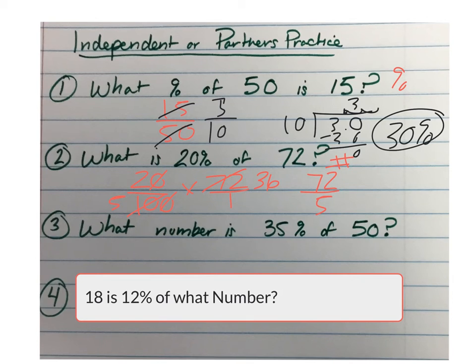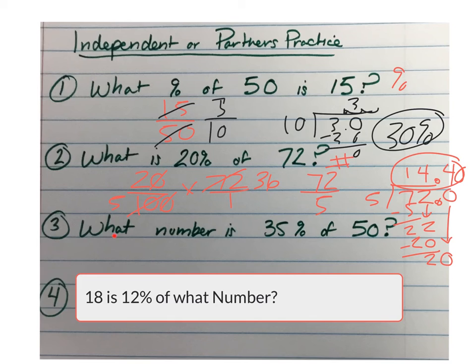I know I want a number answer, which means I want a decimal. I'm not at that yet, so I need to divide. Add my decimal and a 0. And I found my answer. What is 1/5 or 20% of 72? That is 14.4 or $14.40. Number 3, what number is 35% of 50?